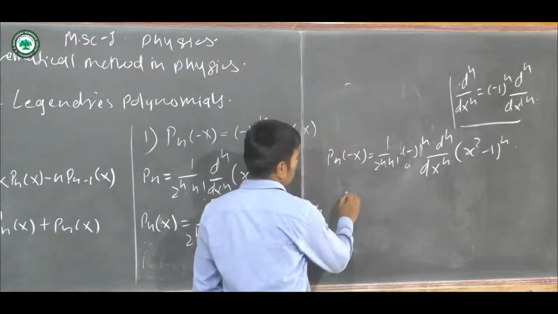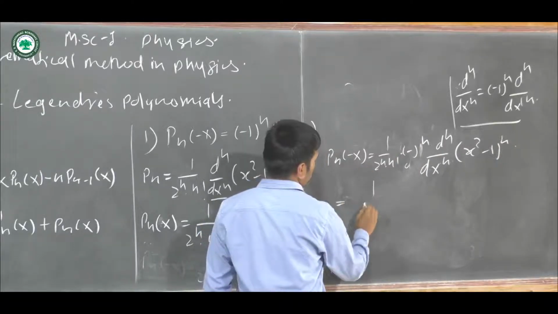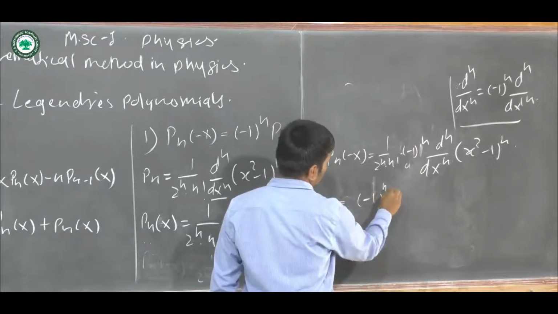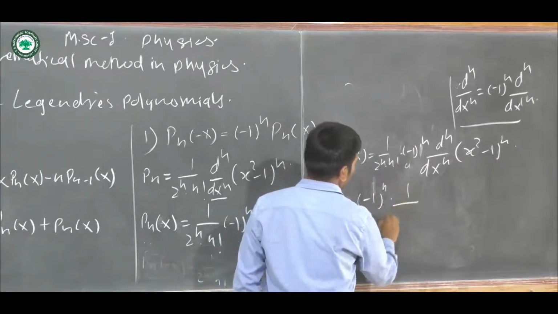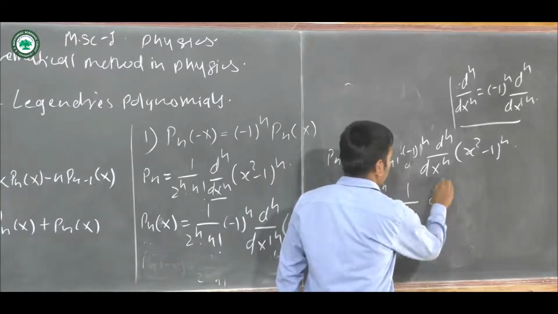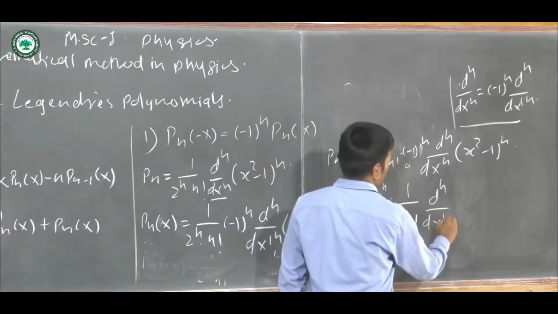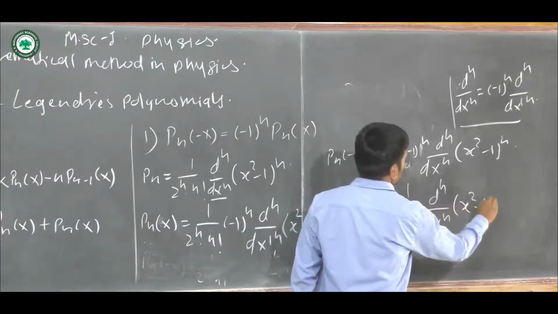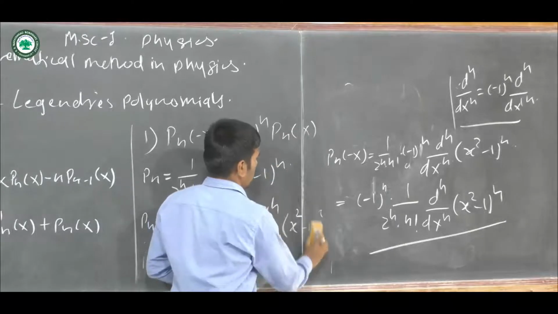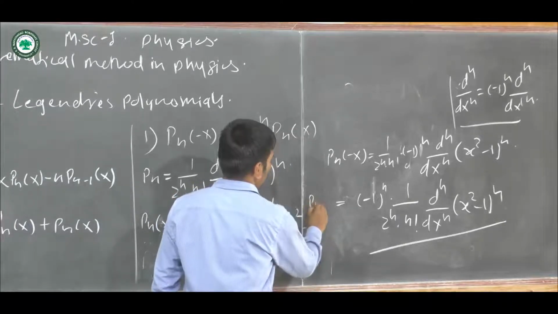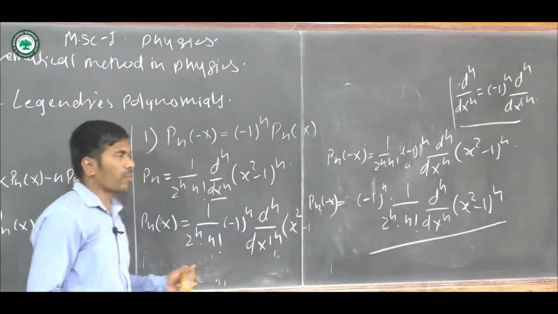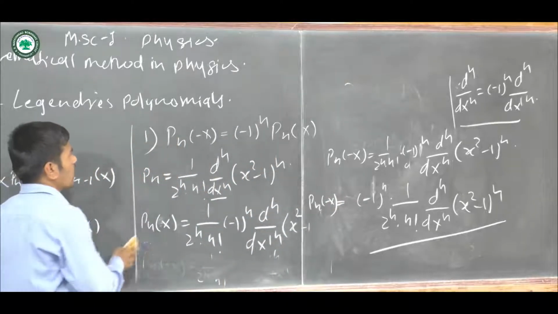Okay, so from this we can write minus 1 power n into 1 by 2 power n into n factorial, and d power n by dx power n into (x square minus 1) power n. Okay, so this is the first property, that is Pn of minus x. So this is the first property of these Legendre polynomials.